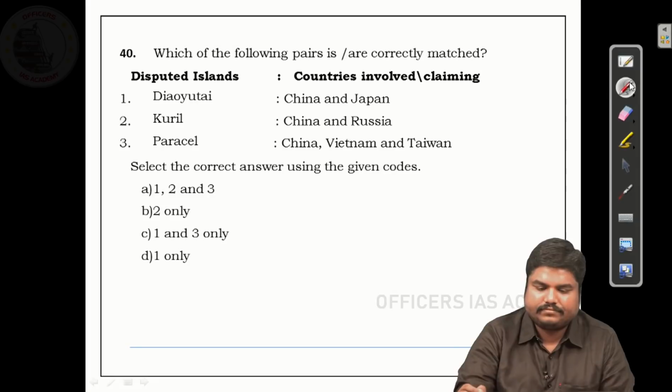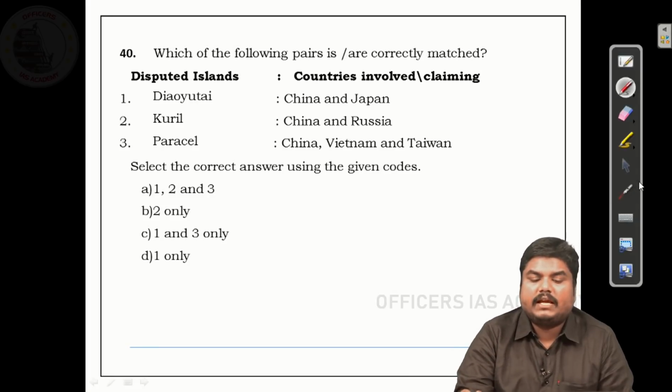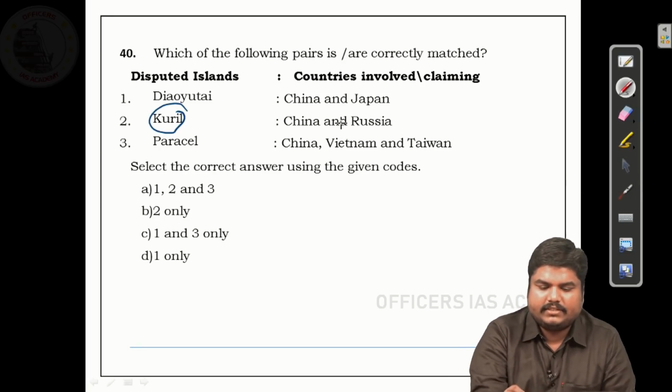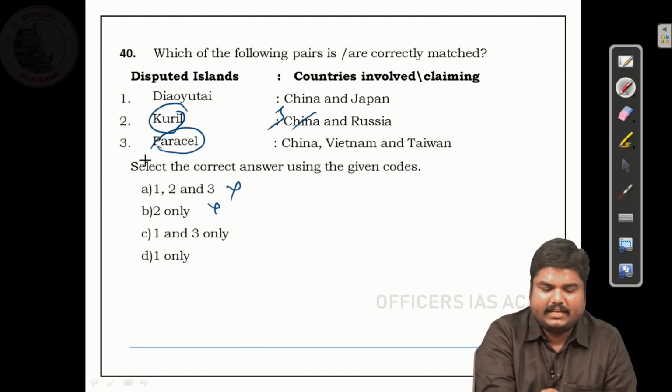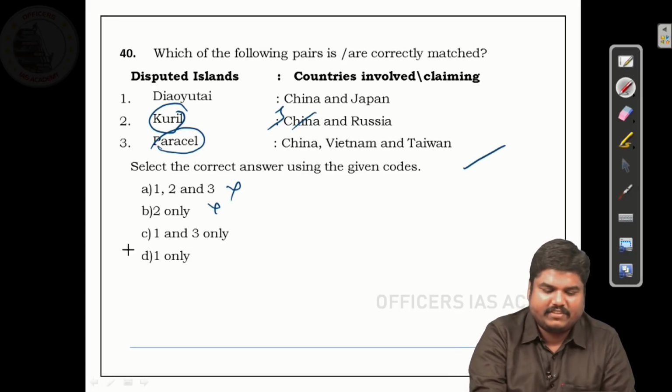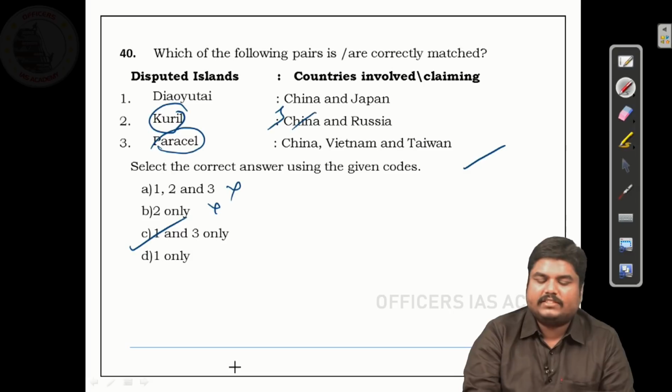40th question. Which of the following pairs are correctly matched? We all know Kuril Island is not China and Russia, it is Japan and Russia. So 2 is wrong. Parcel Island is with respect to China, Vietnam and Taiwan. So obviously we can say the answer is going to be C, 1 and 3 only.